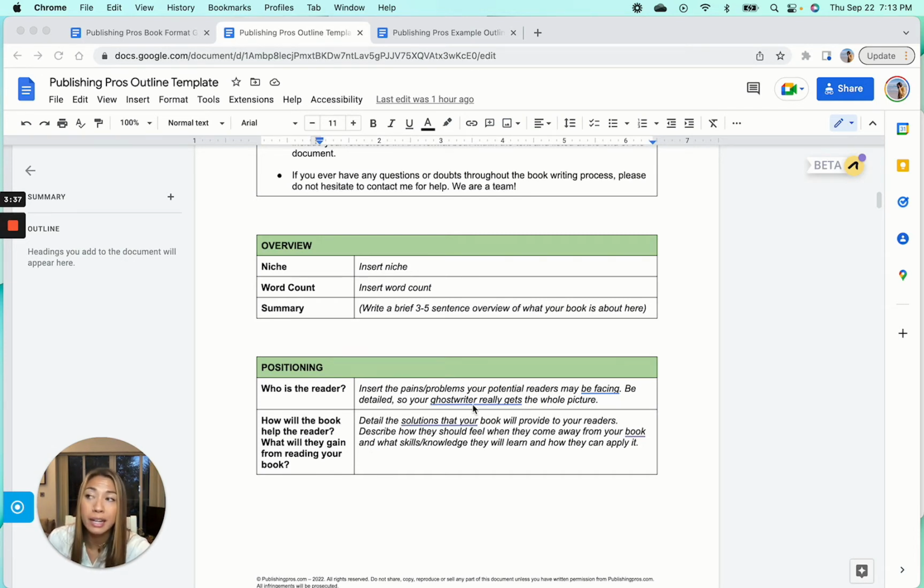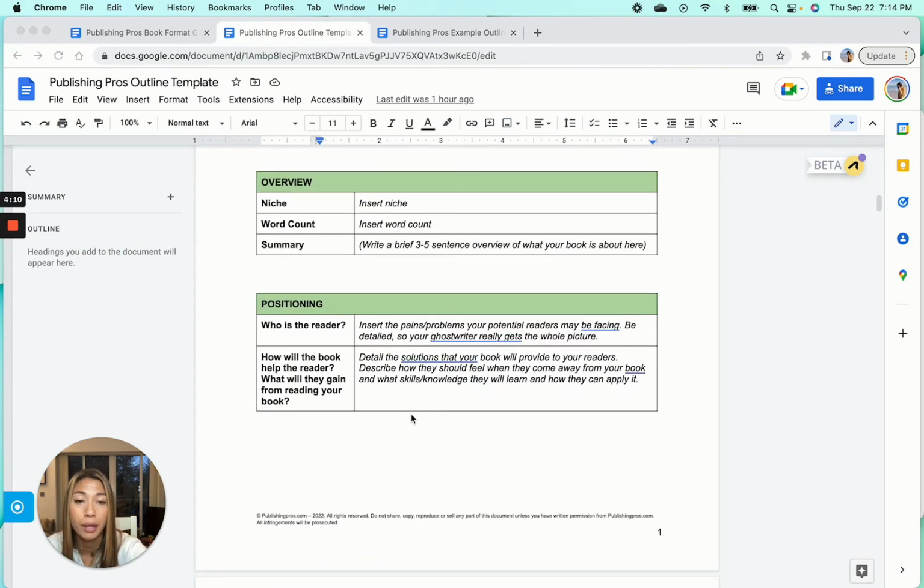So after you've painted the picture of your target audience for your book and who your ideal reader is, you want to make sure that you also detail how your book is going to provide those solutions to the reader. So you want your reader to come away feeling a certain way, like feeling confident that they can take away the knowledge and skills from your book and actually apply them in real life. So you want to make sure that the ghostwriter knows those details about how your book will help them and what your reader will gain from reading your book.